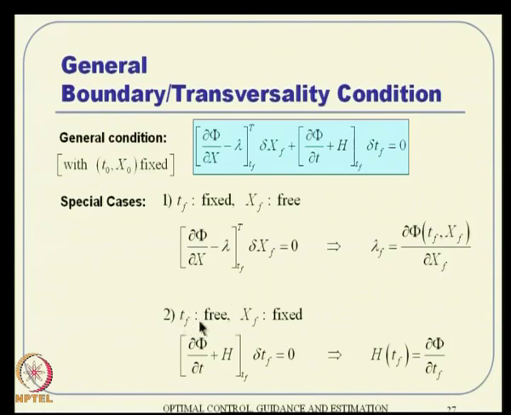And second case: TF is free but XF is fixed. That is a kind of hard constraint formulation. You can think about it as free final time. Time does not matter, but ultimately the error has to be 0. Then this part has to be 0, that means h of TF is del phi by del TF rather than here. So, this is how you would use these conditions as and when it is necessary in a particular formulation.